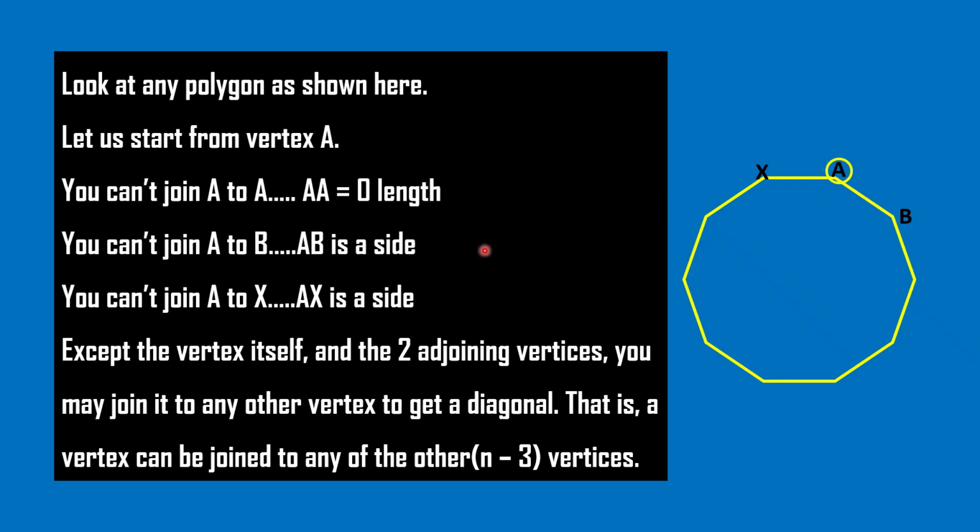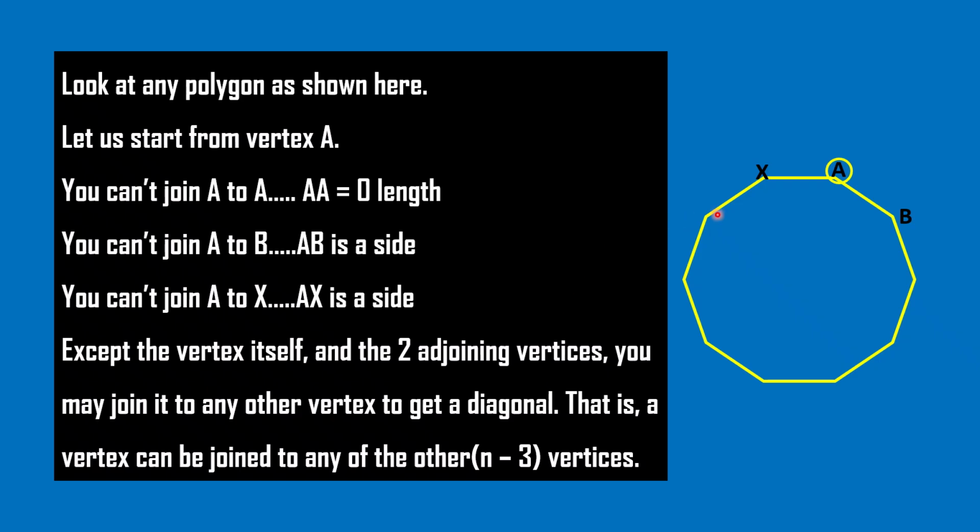You can't join A to X. AX is a side. So you cannot join A to A, you can't join A to B, you can't join A to X. That means you can't join the vertex to itself. You can't join the vertex to either of the adjacent vertices. So except these 3 points, the vertex itself and the two adjacent vertices on either side, you can join to any of the remaining points to form a diagonal.